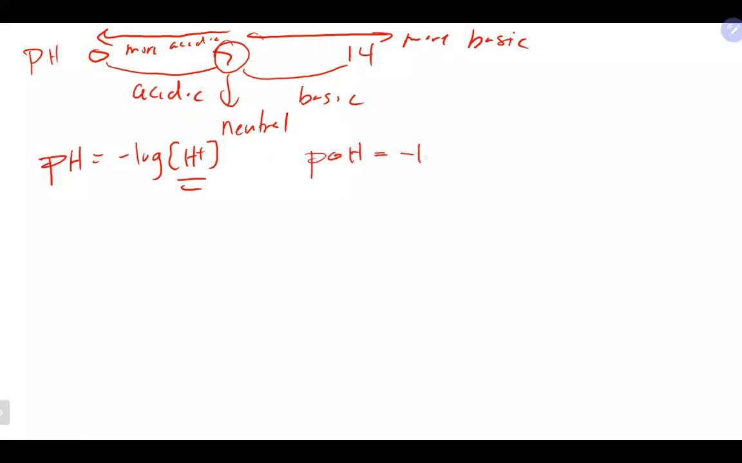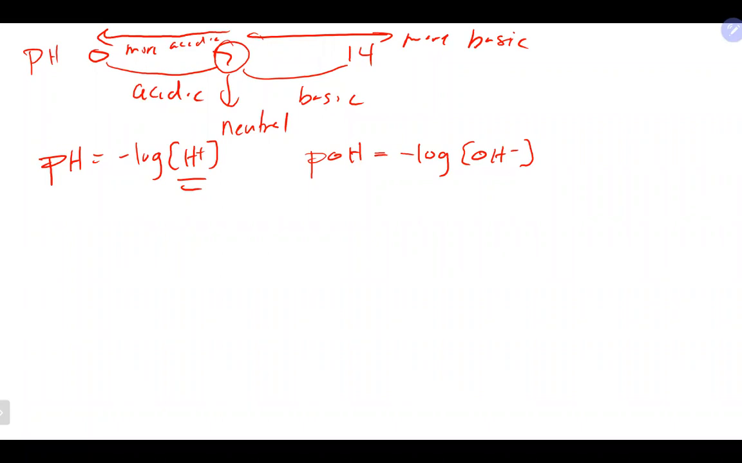The pOH is equal to minus the log of the OH minus concentration. And really, both of those names tell you what you need. To calculate pH, you need the H plus concentration. To calculate pOH, you need the OH minus concentration.